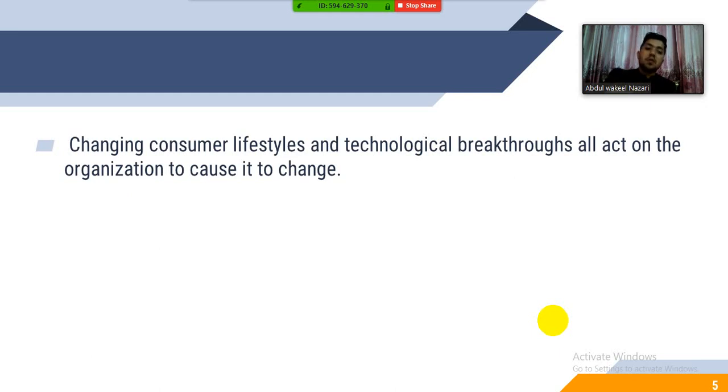If you are not taking care of customer lifestyle or technology, you will definitely face a huge problem in the future if you don't cope with that and don't observe it.